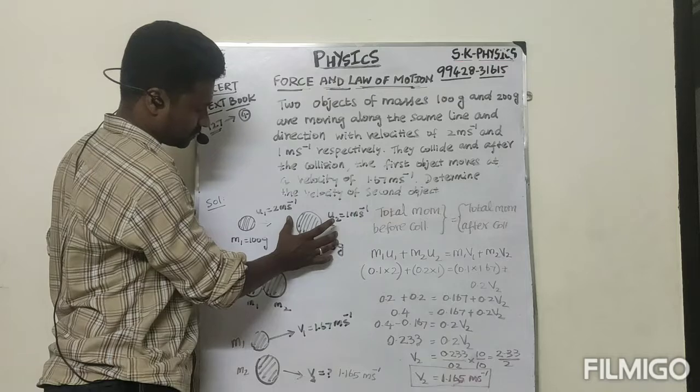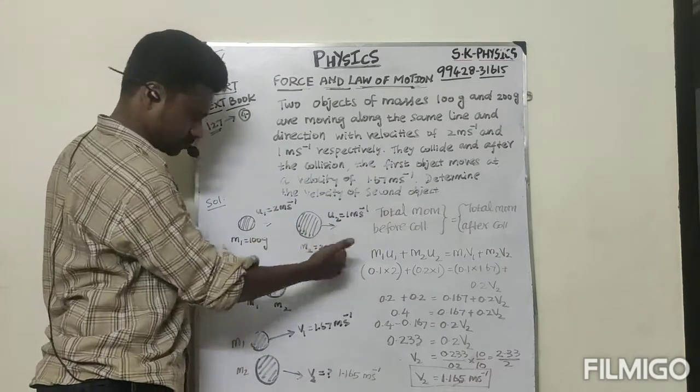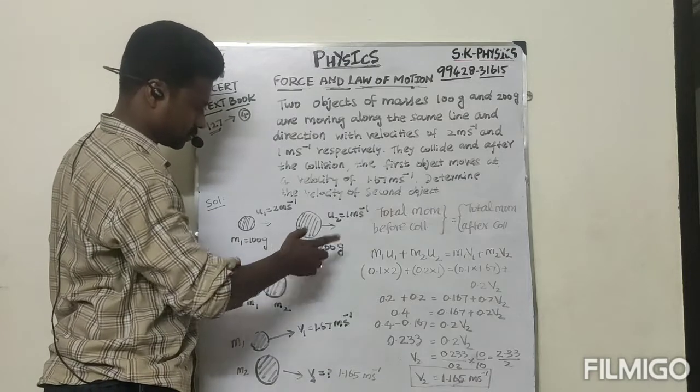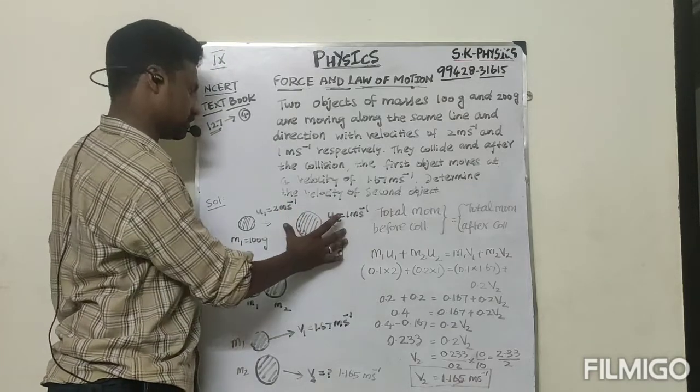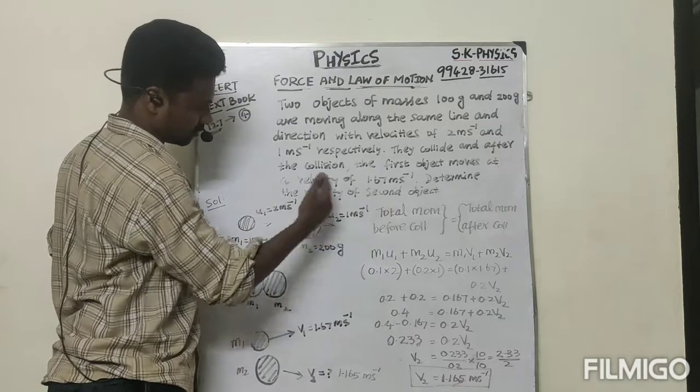One more mass is traveling the same path. That mass is somewhat bigger, so that is 200 gram. Comparing with the first mass, this is doubled. Then this velocity is 1 meter per second. Comparing with the first velocity, this is half.